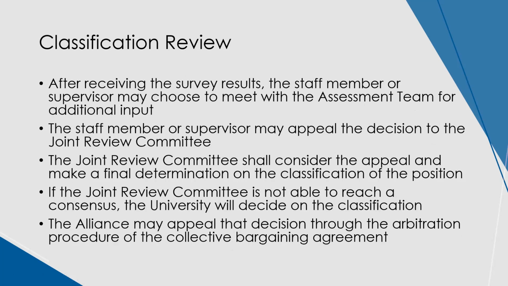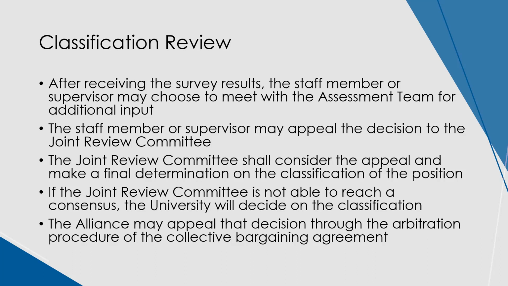After receiving the survey results, the staff member and the supervisor can choose to meet with the assessment team for additional input or clarification. And then the staff member or supervisor can appeal the decision to the Joint Review Committee. The Joint Review Committee is going to include 2 representatives from the Human Resources Office, as well as 2 representatives from the Alliance. And those representatives will be different than those that served on the assessment team.